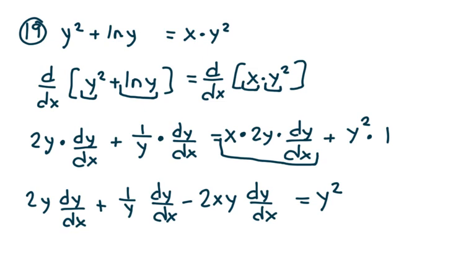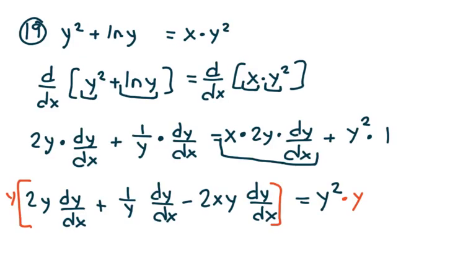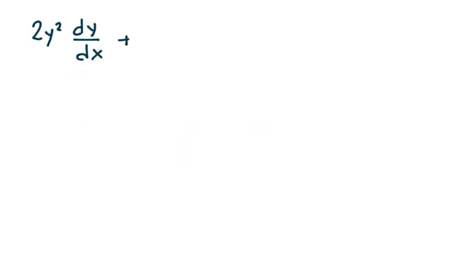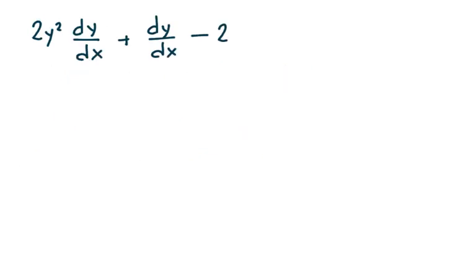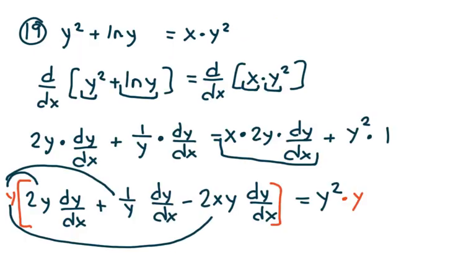Now, to clear the fraction, what I'm going to do is multiply both sides by y, because I want you to watch what happens from there. So I get 2y squared dy/dx plus, and that's this one. Then I do y times 1 over y, which is just 1. So I get dy/dx, minus. Then I'm going to take y times 2xy dy/dx, which is 2xy squared dy/dx. That's the left side. On the right side, we get y cubed.